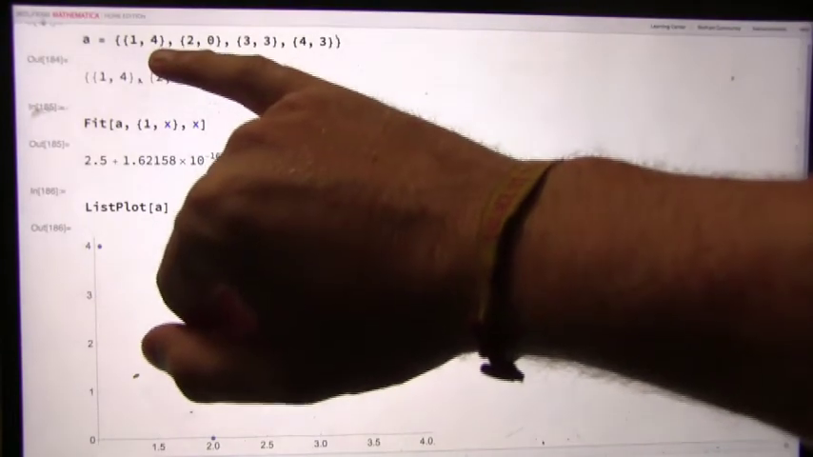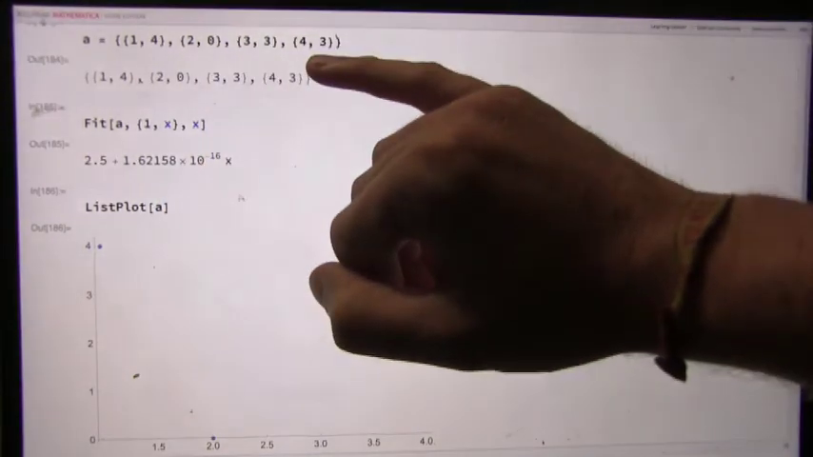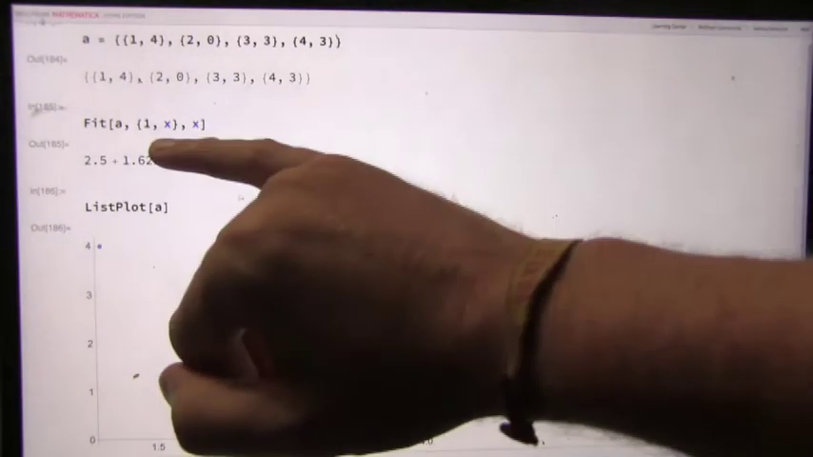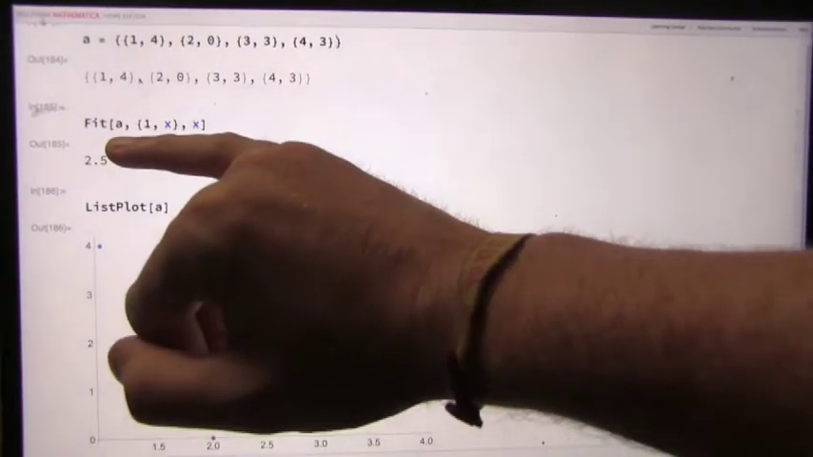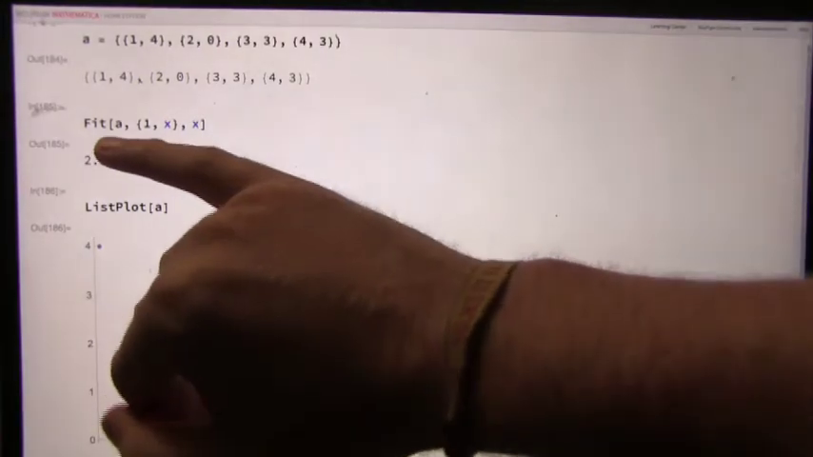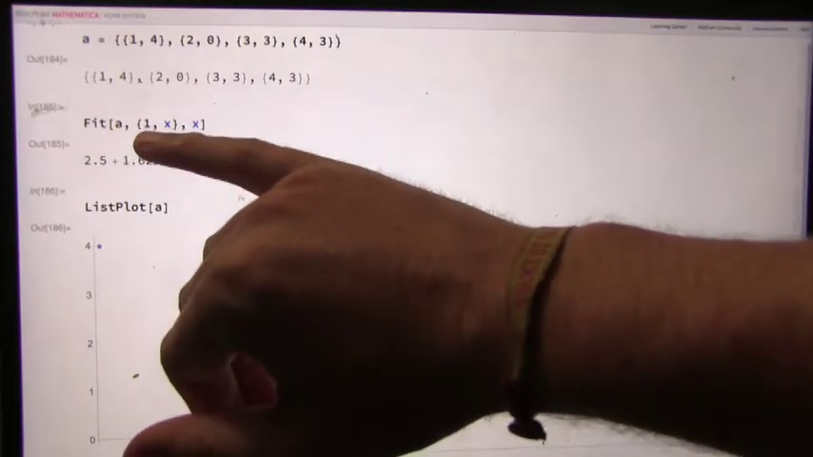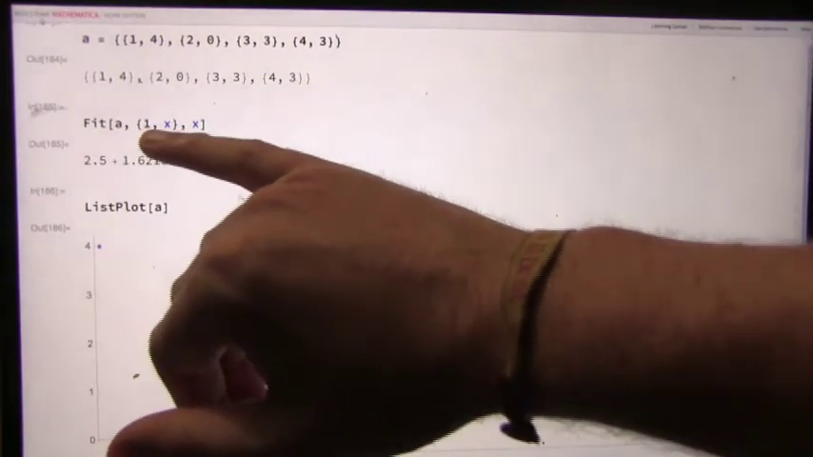Okay, so we just did a really quick check on Mathematica. We put in our points: 1, 4, 2, 0, 3, 3, 4, 3. And then we did a fit. What this equation in Mathematica is saying is find the best fit to this collection of points, which is called A. We're just going to use variables 1 and x.